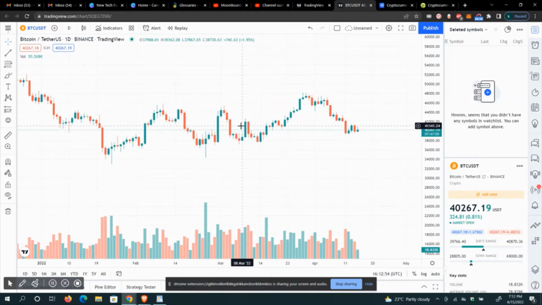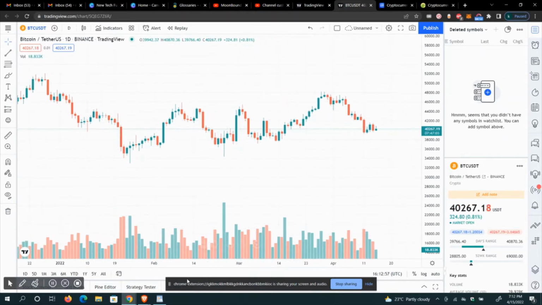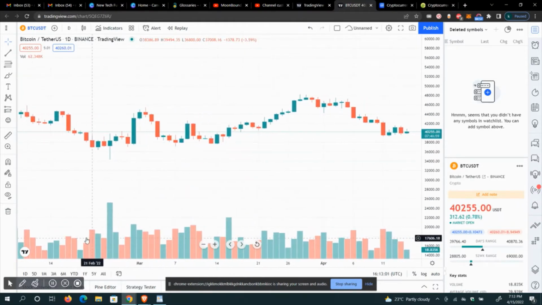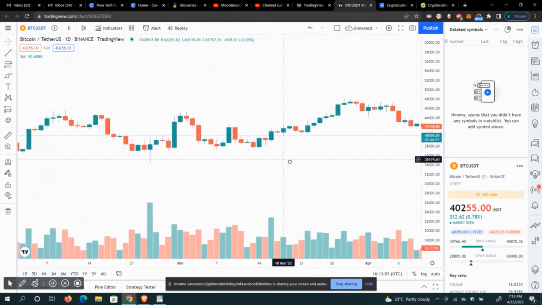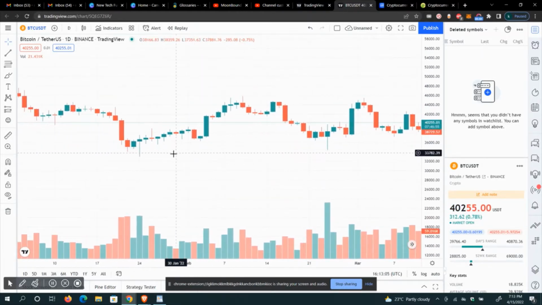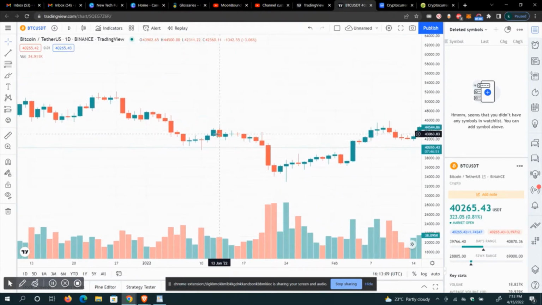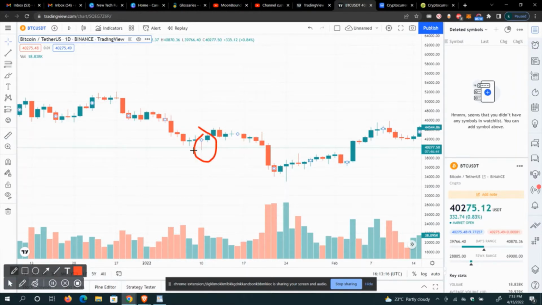And if you see a candlestick that looks like this, something this way, let me see if I can find a doji. Something like this. Exactly. Look here. Something like this. Exactly.